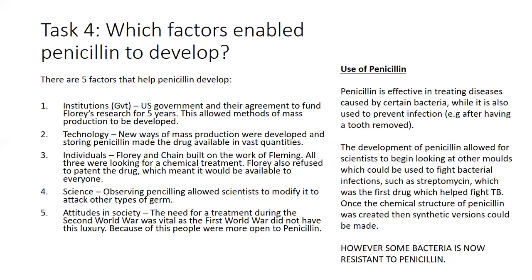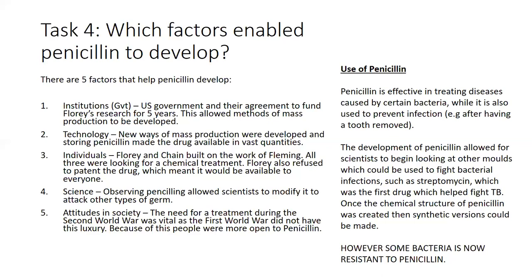Individuals, obviously without the work of Fleming, Florey and Chain, is really important. Florey also did something else, which was key. Now, the American government wanted to patent penicillin, which means it would have only been available for a few people. Florey refused to patent penicillin, which means it would be available worldwide, which was a great move because in the long run, it was going to help millions of people rather than hundreds of thousands.